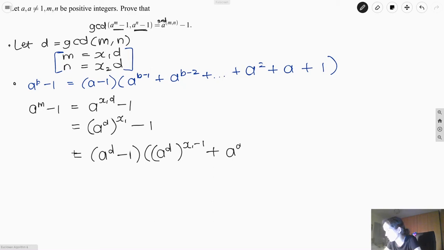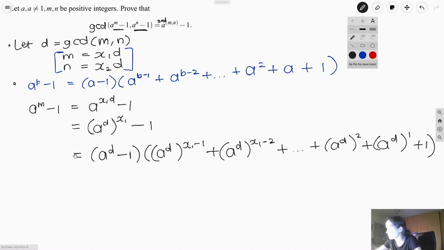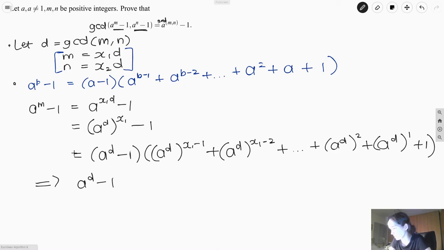plus a to the power of d x1 minus 2, and on until we have a to the power of d to the power of 2 plus a to the power of d and plus 1. So what we see here is, thus, a to the power of d minus 1 will divide a to the power of m minus 1, since it is a factor of a to the power of m minus 1 if you factorize it as such.